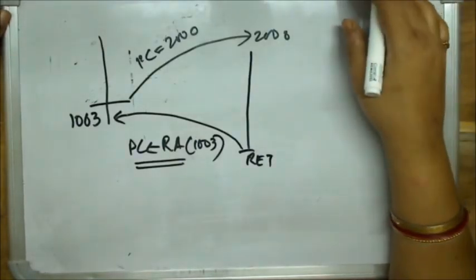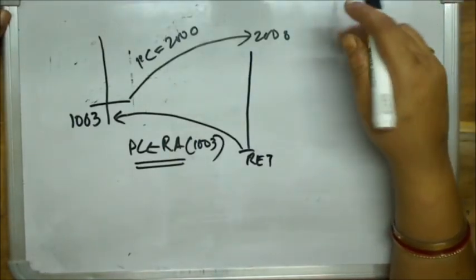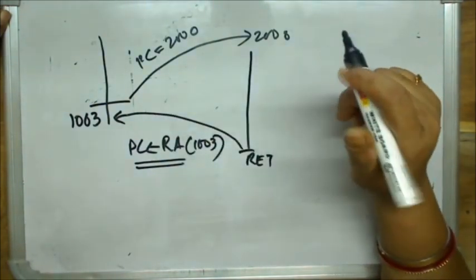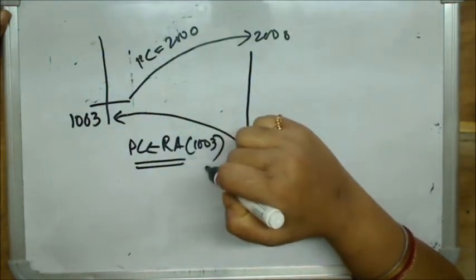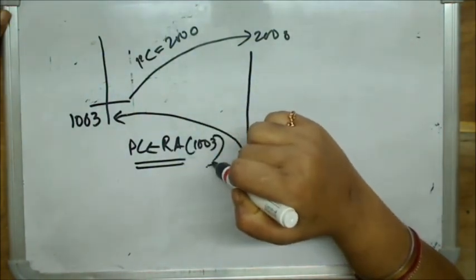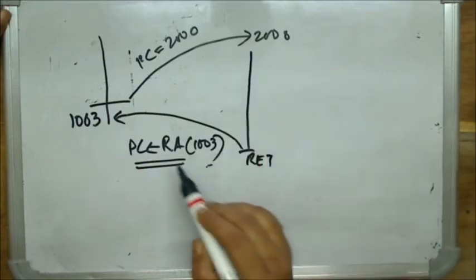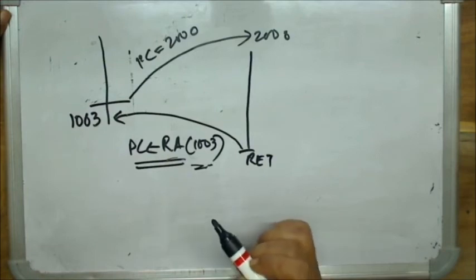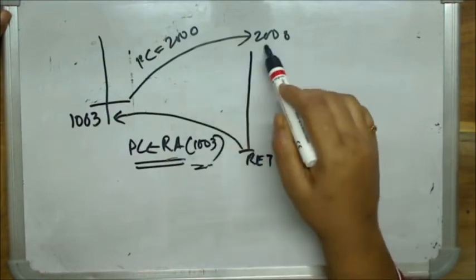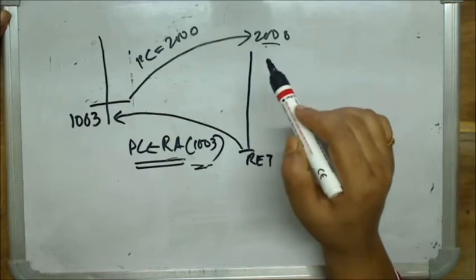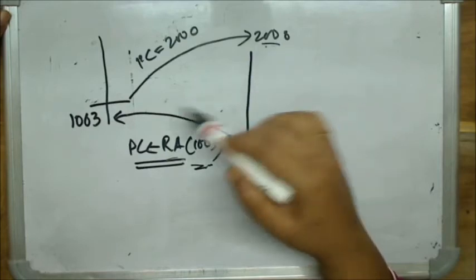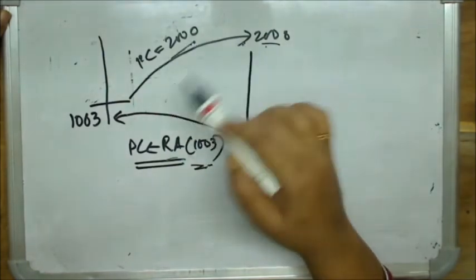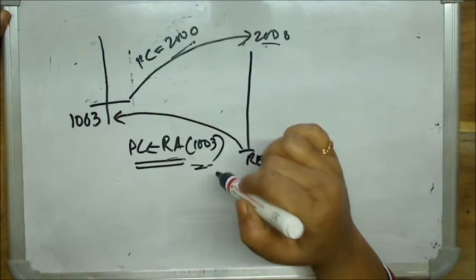So does the microprocessor need the return address? That is 1003. Of course, the PC has to get the value of returning. That is, PC has to get the address 1003, which is called the return address, RA. To go to the subroutine, PC needs the subroutine address, and to go back, PC needs the return address.